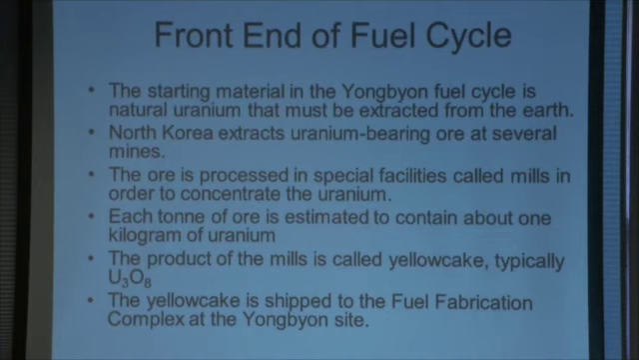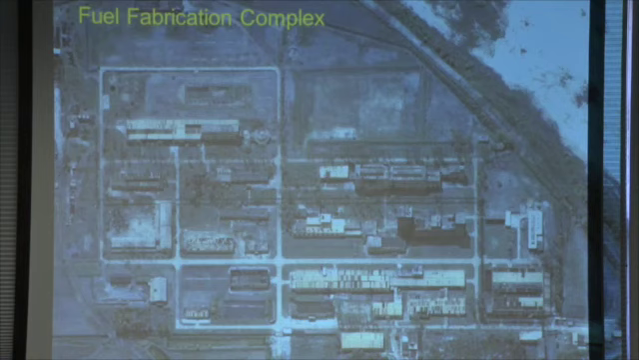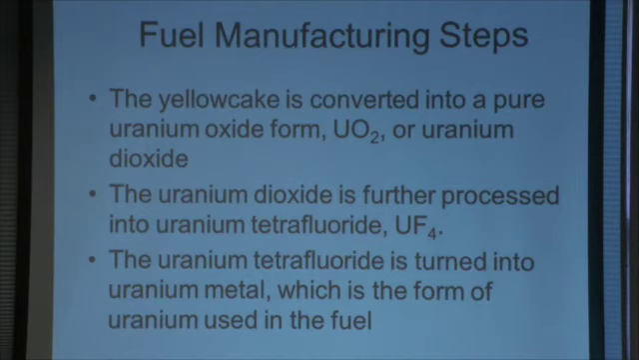In this case, the yellow cake is shipped to the fuel fabrication complex at the Yongbyon site, which is what it looks like. It's again pretty large industrial infrastructure with a lot of things going on. It looks kind of run down, which is often what you see in North Korea. But many buildings are involved in the process of actually turning the yellow cake into a form that can be used in the 5-megawatt electric reactor.